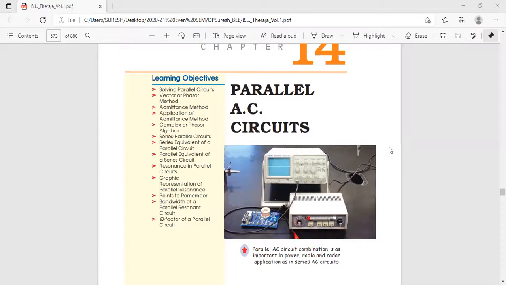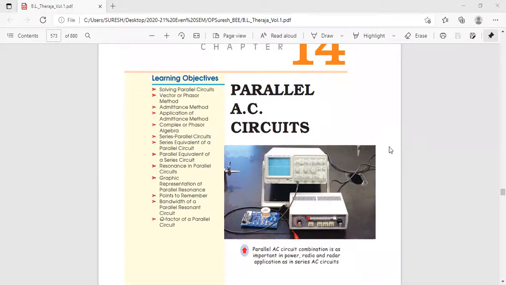So in series circuits, suppose Z1, Z2, Z3 are in series, what is the equivalent impedance? Z equivalent is equal to Z1 plus Z2 plus Z3. If it is DC, R equivalent is R1 plus R2 plus R3. But in AC, Z equivalent is equal to Z1 plus Z2 plus Z3.